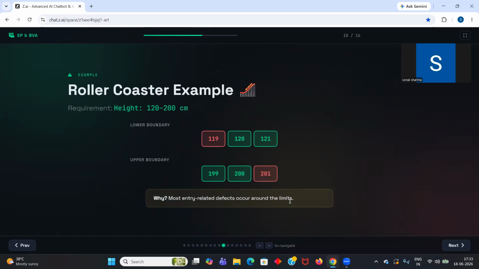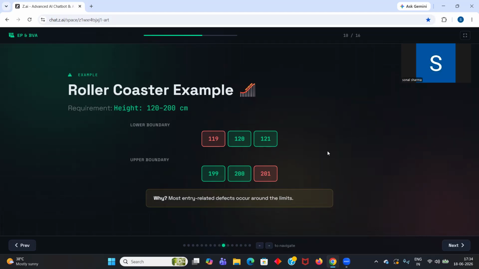Let's take one more example of boundary value analysis. So our requirement is height should be between 120 to 200 centimeters. So our test cases will be, first, let's talk about the lower boundary. So boundary value, which is 120, one less than boundary value, which is 119, and one more than boundary value, which is 121. And let's talk now about the upper boundary, 200, one less than 200, which is 199, and one more than 200, which is 201.